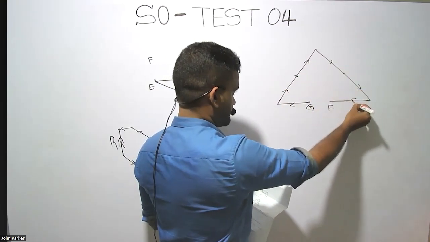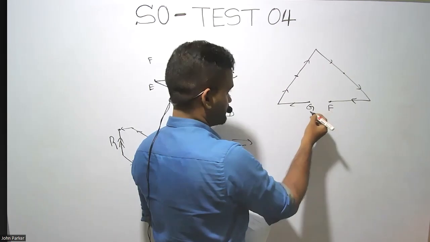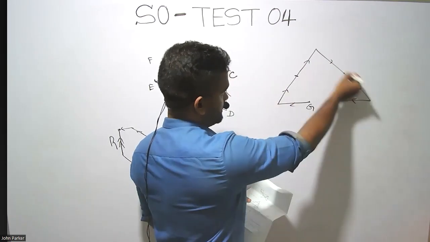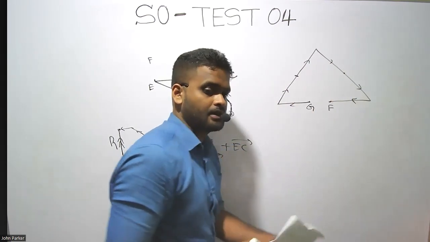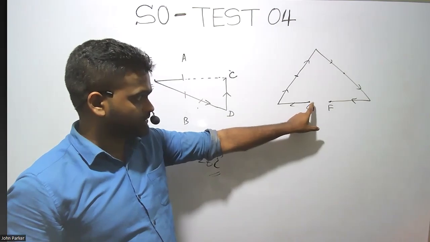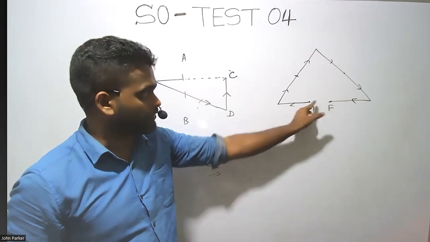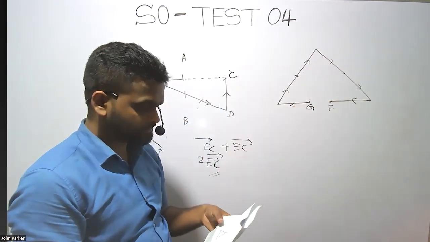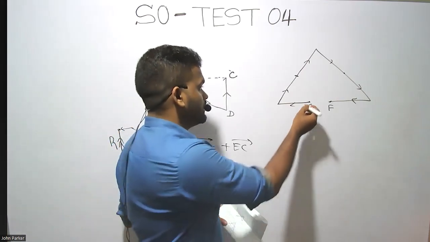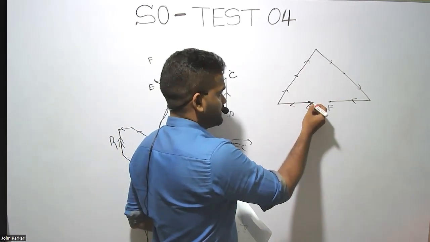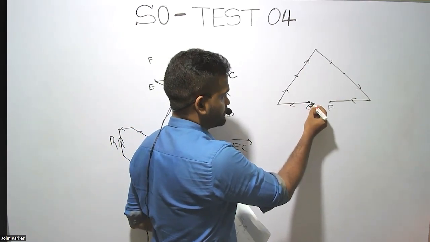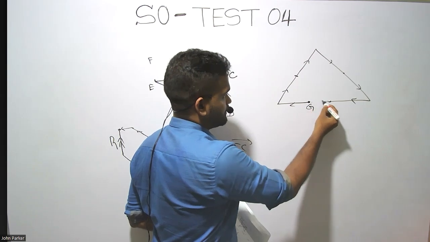Ends at F. Right? Starts from G, ends at F. So this is the starting point, this is the end point of all those vectors. So you can say this is the starting point, so the resultant should be from G to F.